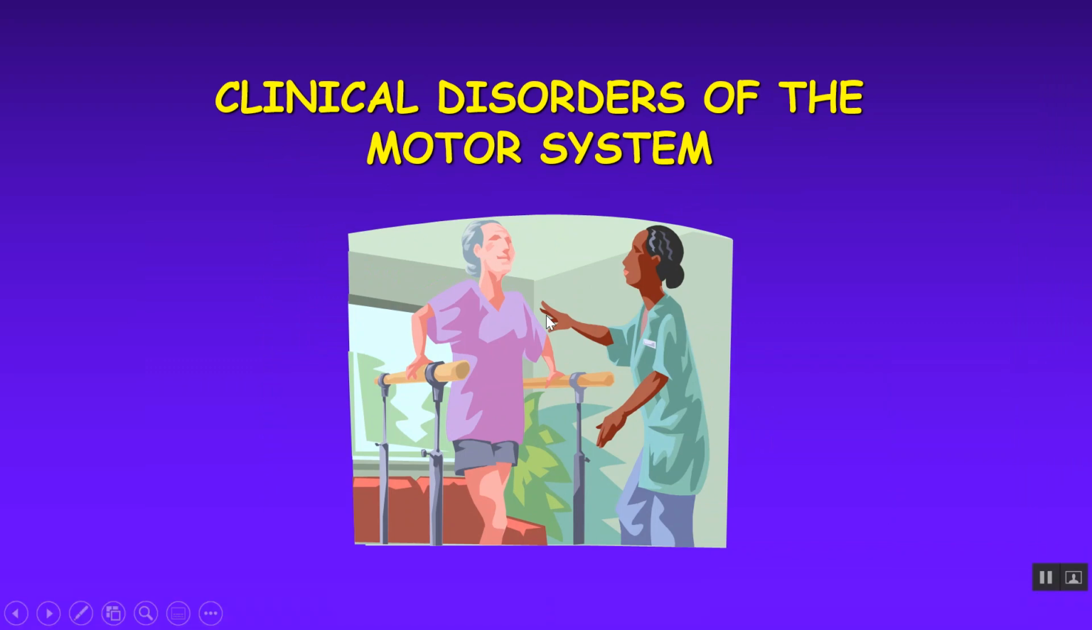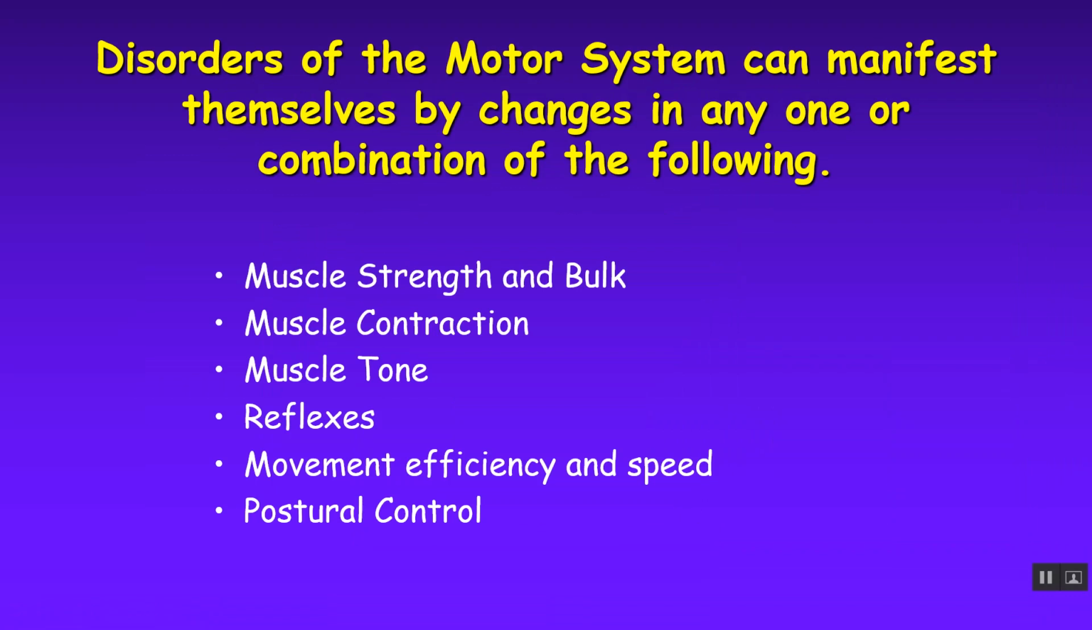All right. Clinical disorders of the motor system. Remember we mentioned that damage to the nervous system, the most common manifestation is some involvement of your motor system. And this can manifest itself in several different ways.